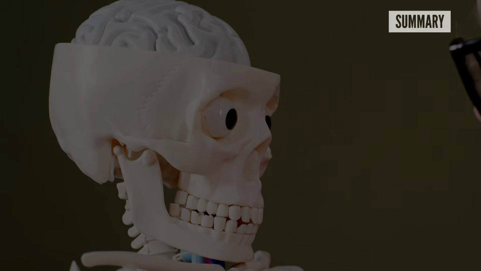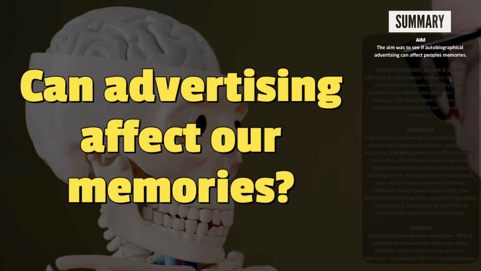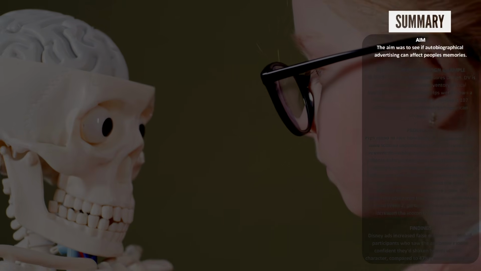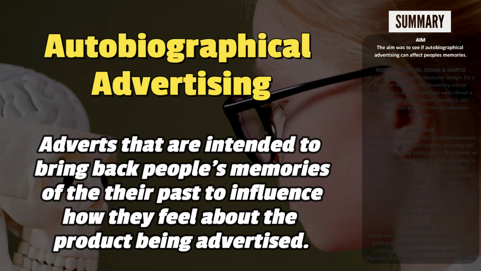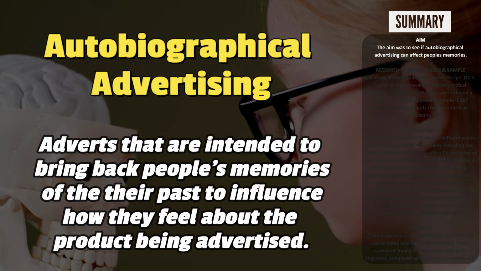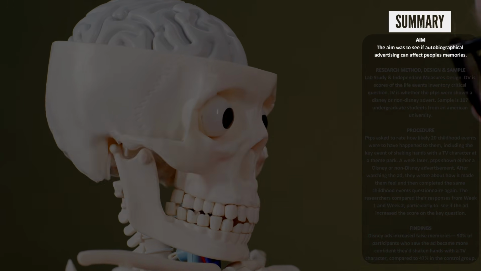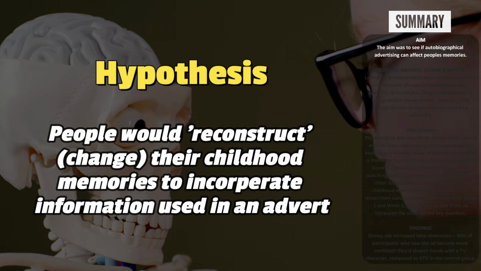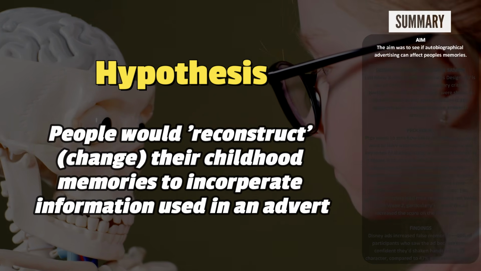So, Braun's research wanted to explore how advertising can change the way that we remember past events, even creating false memories. The study centres around something called autobiographical advertising. These are adverts that make us think about our own past. So they hypothesised that autobiographical advertising could lead to manipulating people's memories of their own childhood. That's what they predicted. So how do they do this?